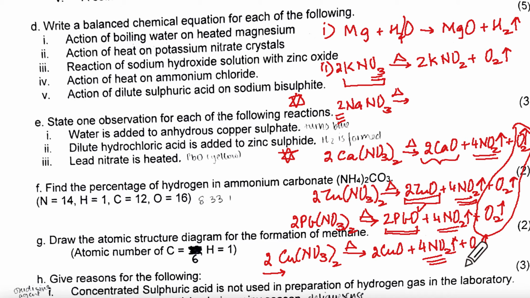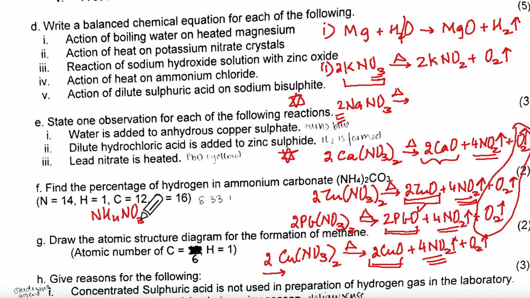Reddish brown nitrogen dioxide gas is released, leaving behind residue of black copper 2 oxide. Copper 2 oxide. Yes. Whenever you write CuO, don't say copper oxide, because Cu has got variable valency, I told you. Got it? After that, the last one is this.